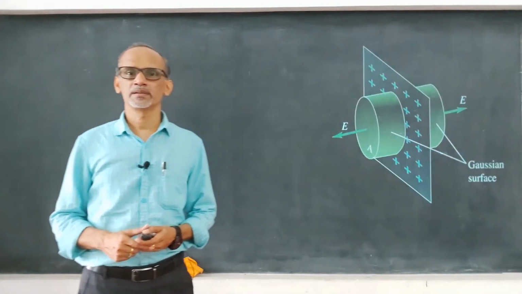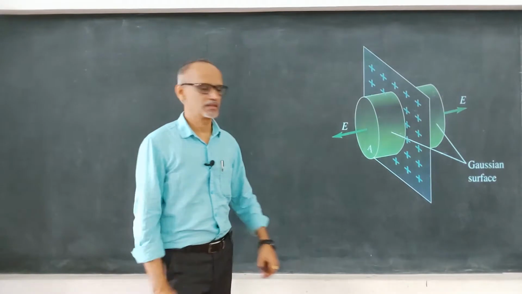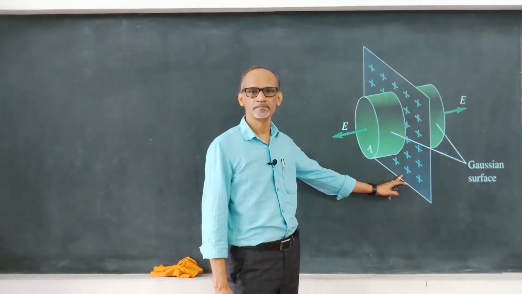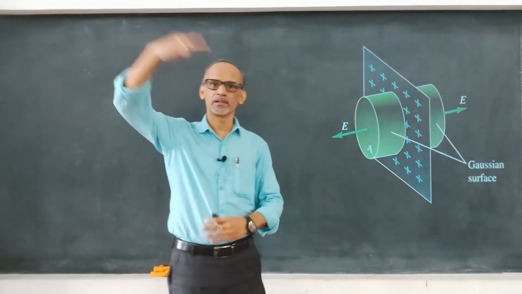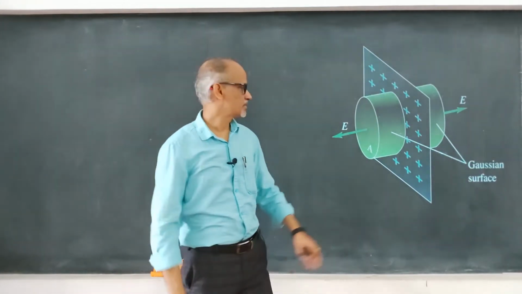Now what do we mean by exactly a thin sheet? The thin sheet looks something like this. So this is a charged sheet. See, uniformly charged, infinitely long, very long, charged sheet, and we want to find the field due to this sheet.